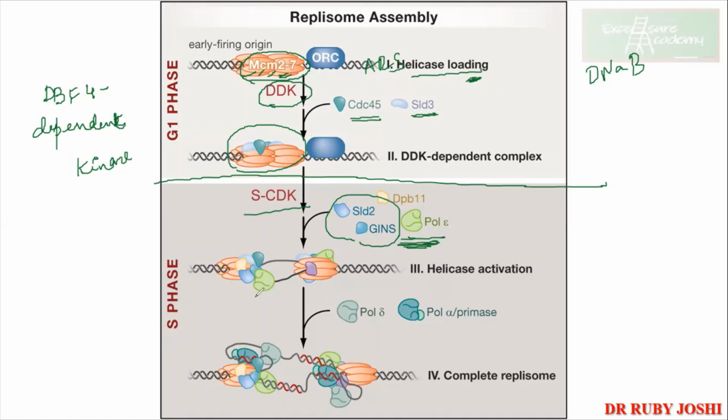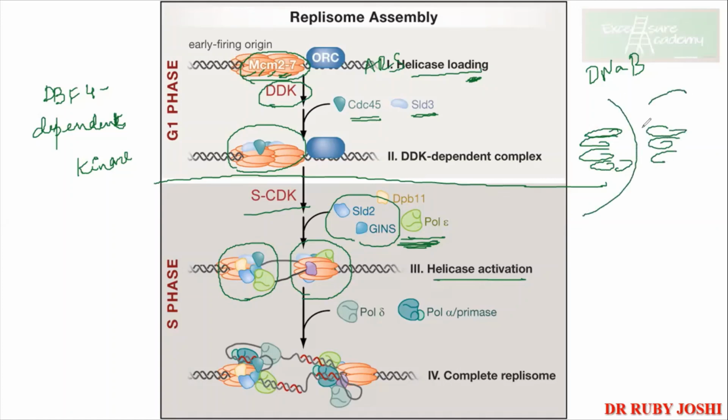Okay, so you can see it over here. Some are here, some are here, and your replication fork is getting ready. So Pol epsilon is getting ready over here. Okay, so this has activated your helicase. Now how did the helicase get activated? See, you can see here you had the 6 hexameric unit and here also. So this one went to that side, this one went to the other side. So this is your helicase activation.